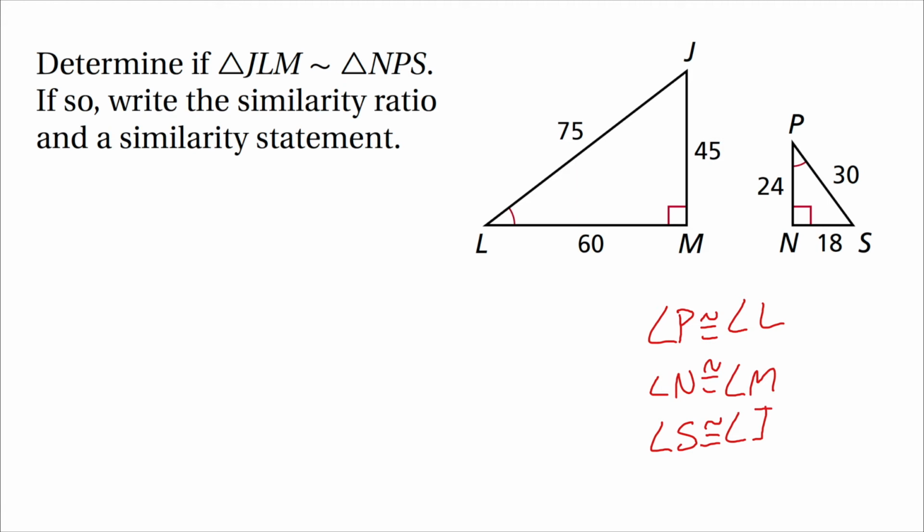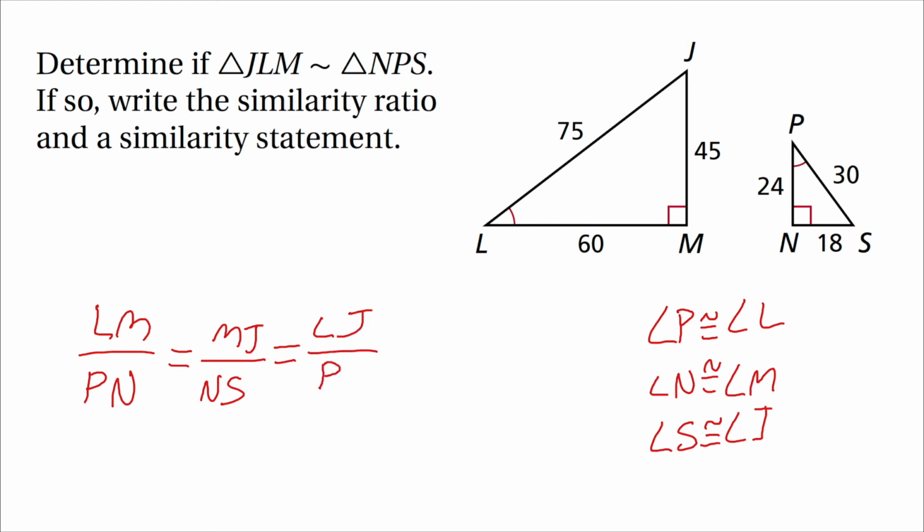All right, now that we have those, let's try doing some stuff. If this is correct, LM over PN should be equal to MJ over NS, which should be equal to LJ over PS. So let's double check that and see if that's correct.